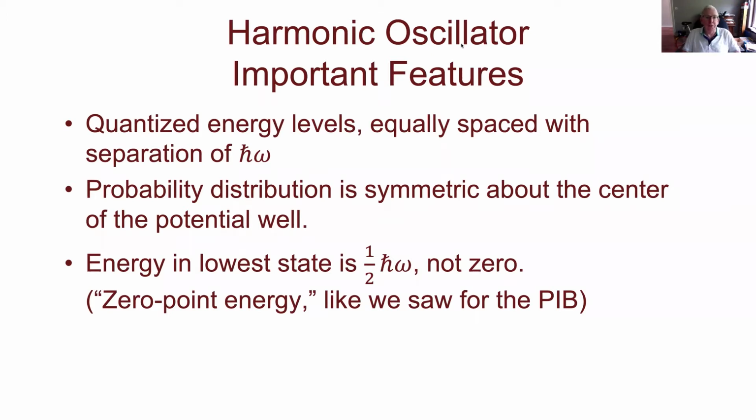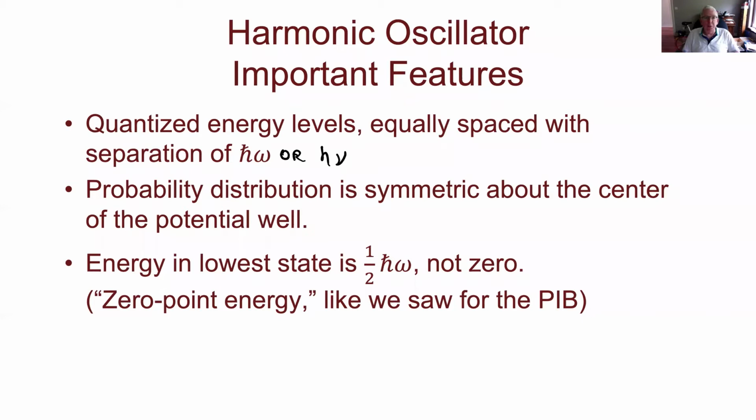Right. Summarize those features. We have quantized energy levels, so some energies are allowed, but most are not. The energy levels are equally spaced with the separation, the energy gap between energy levels. We could write that as h bar omega, which we could also write as h nu, right? So I could also call this h nu if I want, where nu would be, say, the frequency of light that would be absorbed to induce a transition between the two levels.